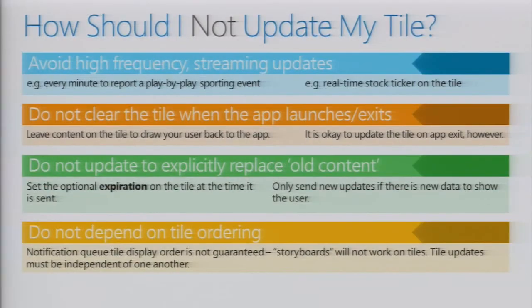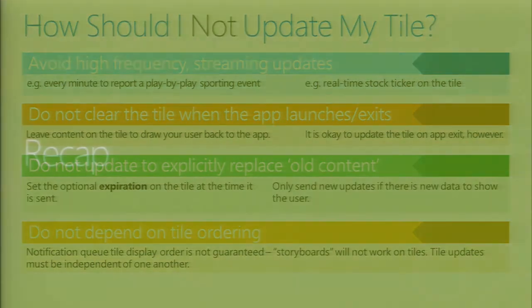Finally, we talked about this before with notification queuing. Don't rely on the tile ordering. They can get out of order. If you're sending things over the internet, things can get in front of one another. And when we display them to the user anyway, we don't lock them into a particular order.